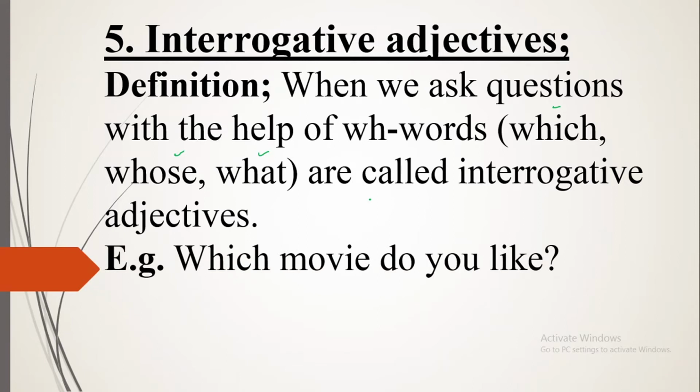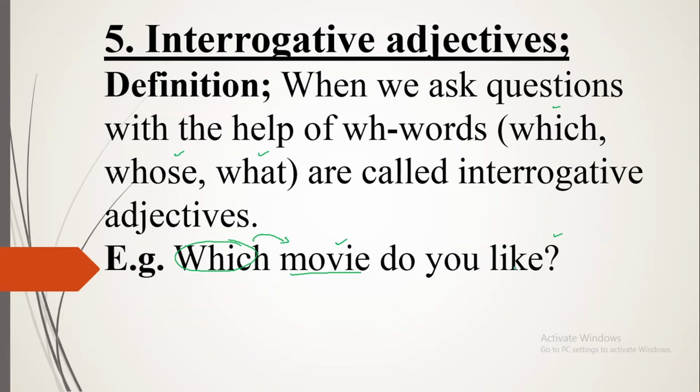Now, example number one is: Which movie do you like? If you say, which is your favorite color, or which is your book, then it is used as an interrogative pronoun. But after them, when you bring any noun directly, here which is working as an interrogative adjective, adding something to the meaning of movie and asking a question. So, which movie do you like? That is used as an interrogative adjective.